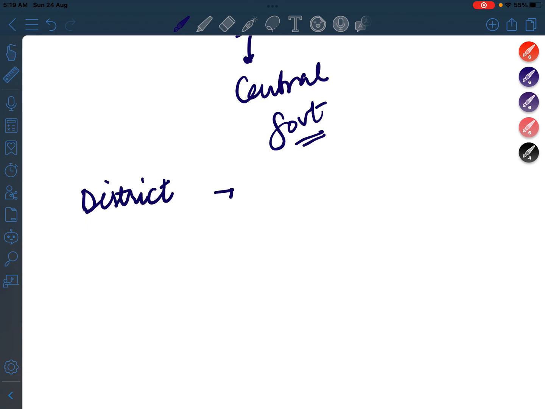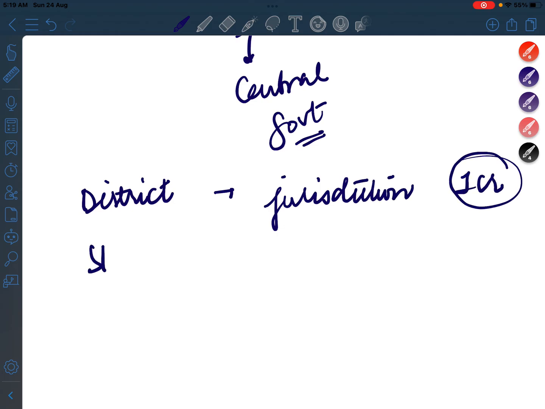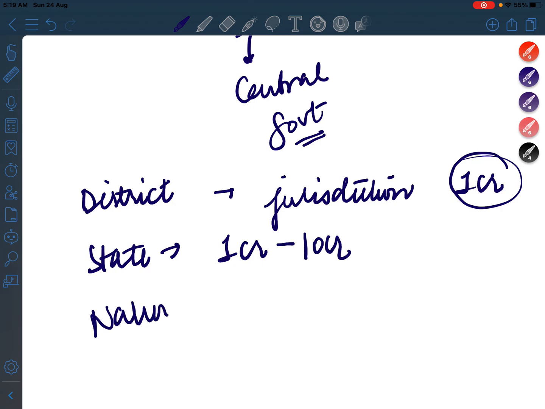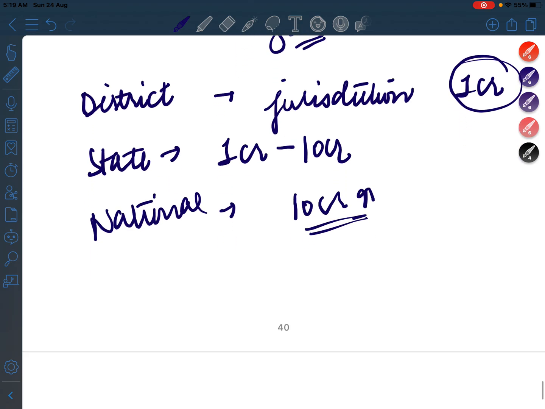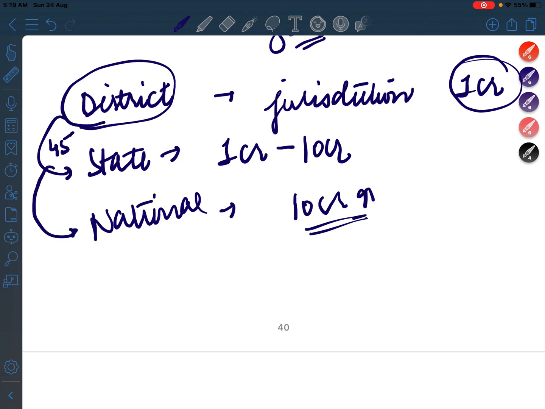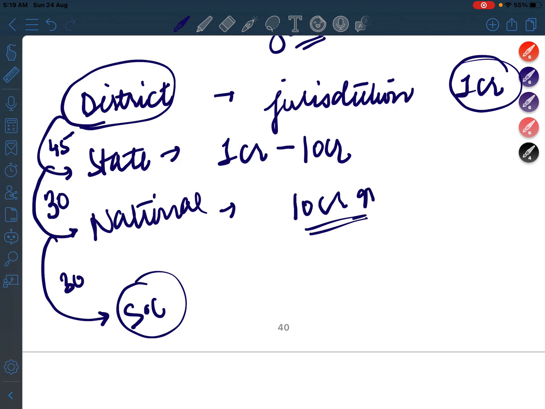The District Commission has jurisdiction to handle cases where the value is less than 1 crore. The State handles cases of value of goods and services between 1 crore and 10 crores, and the National Commission has jurisdiction to handle cases where the value of goods and services is more than 10 crores. Also, if you are not satisfied with the District Commission's judgment, then you can appeal to the State Commission within 45 days. The State can be approached to National within 30 days, and then National could be approached to the Supreme Court within 30 days again.